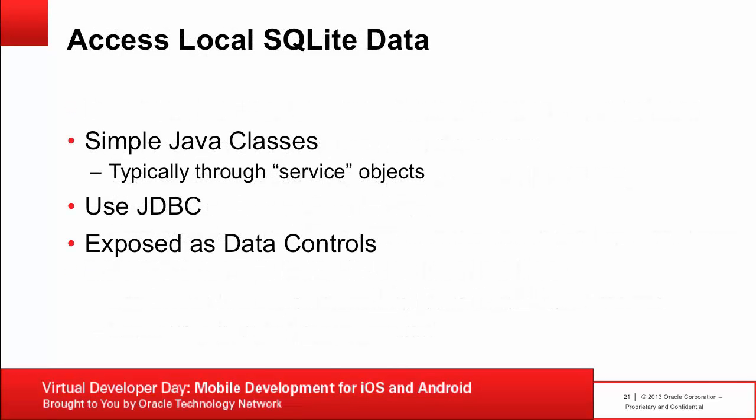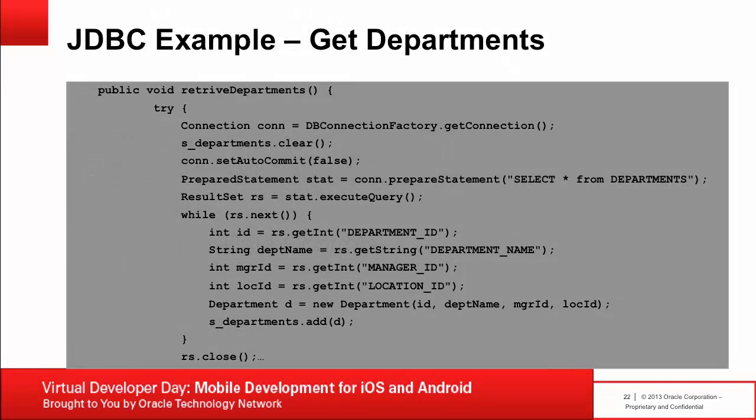To access the local SQLite database data, you would typically go through Java objects using JDBC APIs, and you would access the data in the database through a service object. Once you create a service object, you can then expose it as a bean data control by right-clicking on it, and this in turn allows the user interface to access the underlying data, invoke the service object, and invoke the SQL statement to retrieve data. Here's a very simple example of accessing a database. We'll look at this sample a little bit later in the next demonstration.